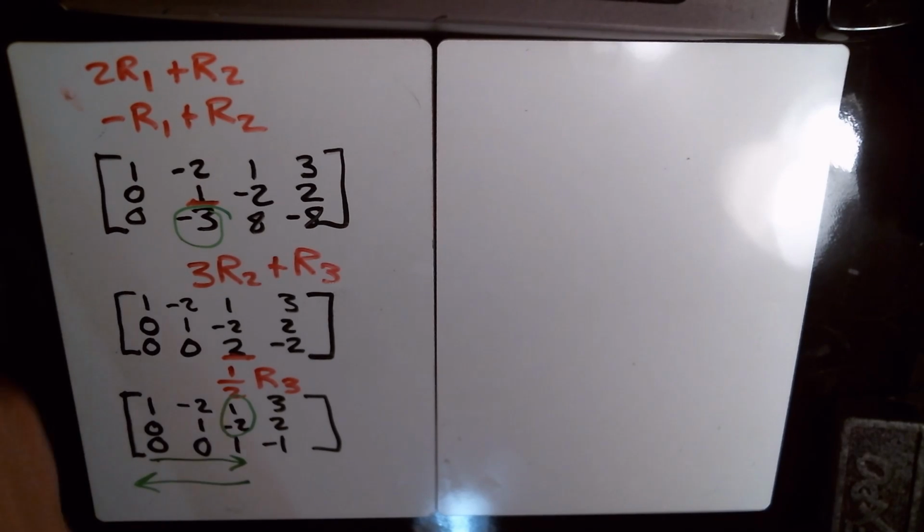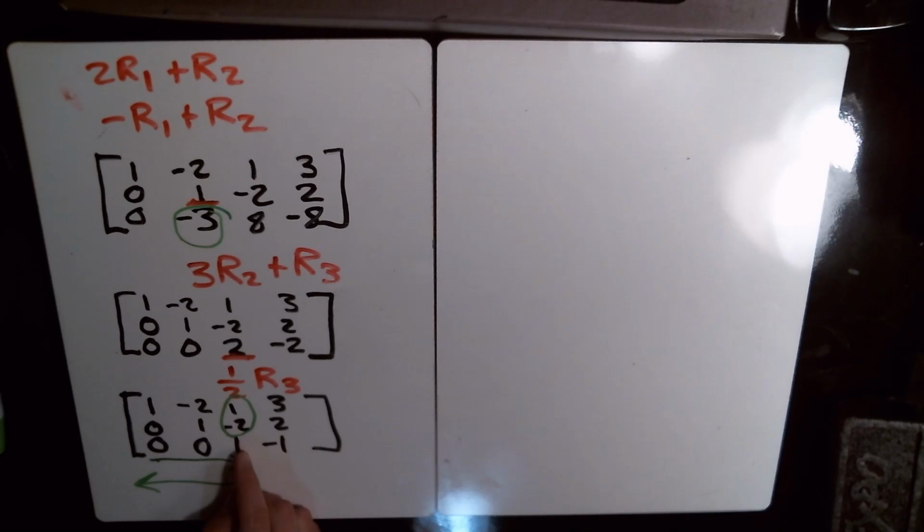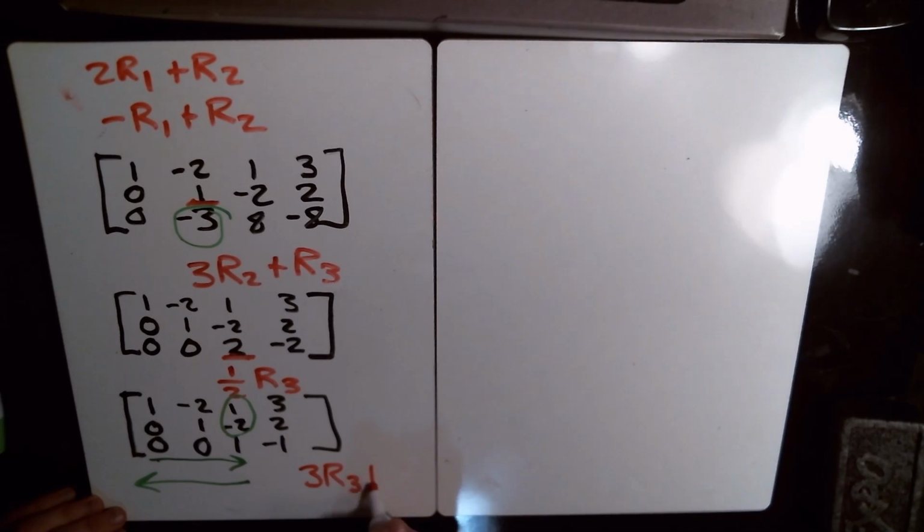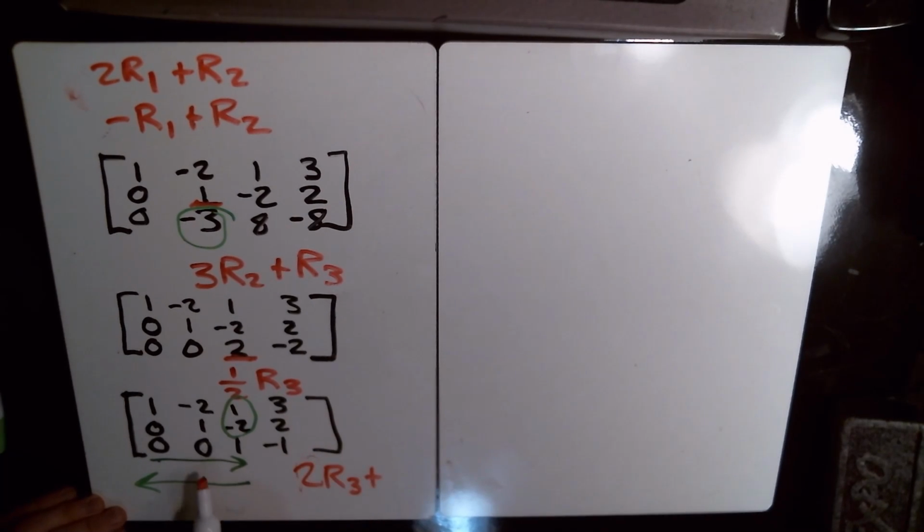So, what are we going to do? To get rid of that -2, we're going to use this row to go up to that one so that I don't mess up anything I've already done. I'm going to do 2 times the third row and add it up to the second row. To get rid of that 1 using this one, I'm going to do negative row 3, and add that up to the first row.